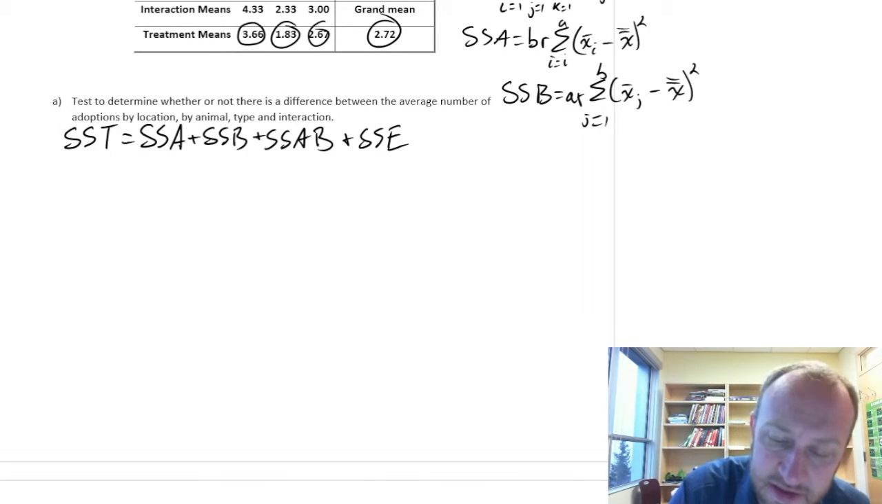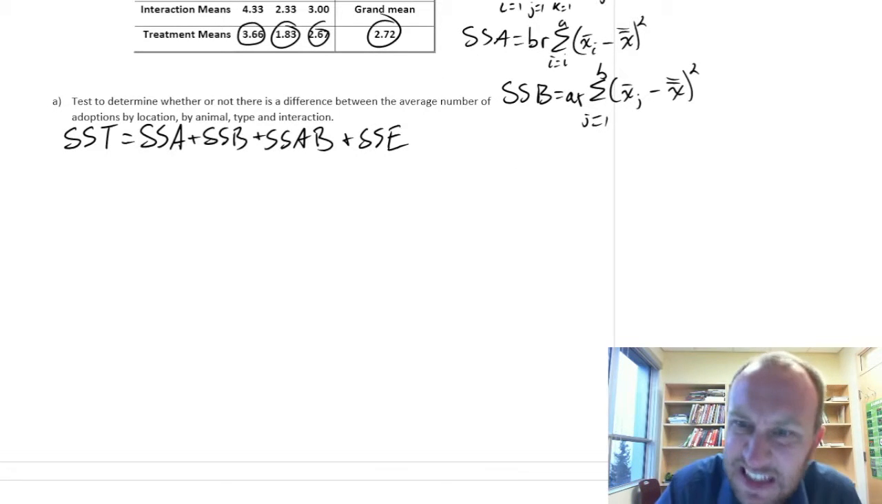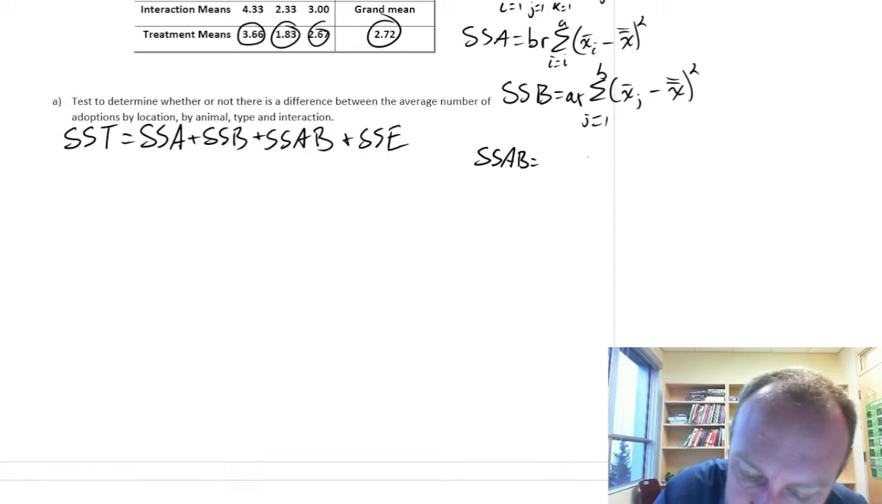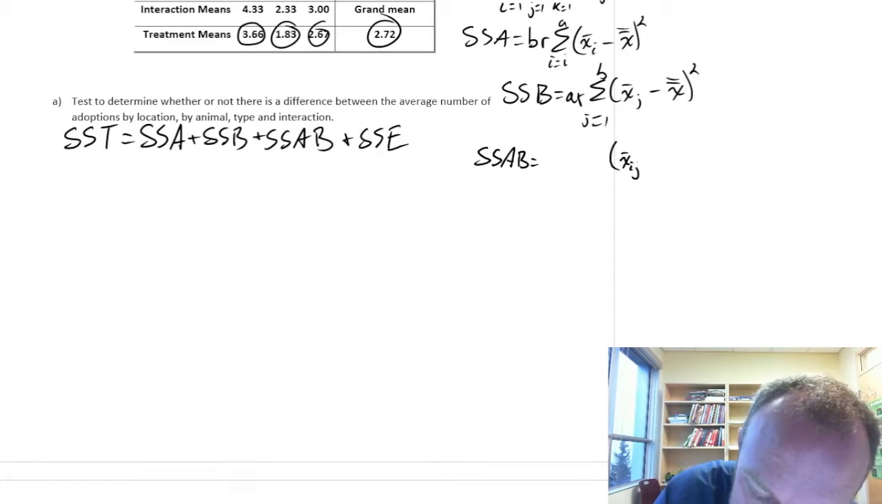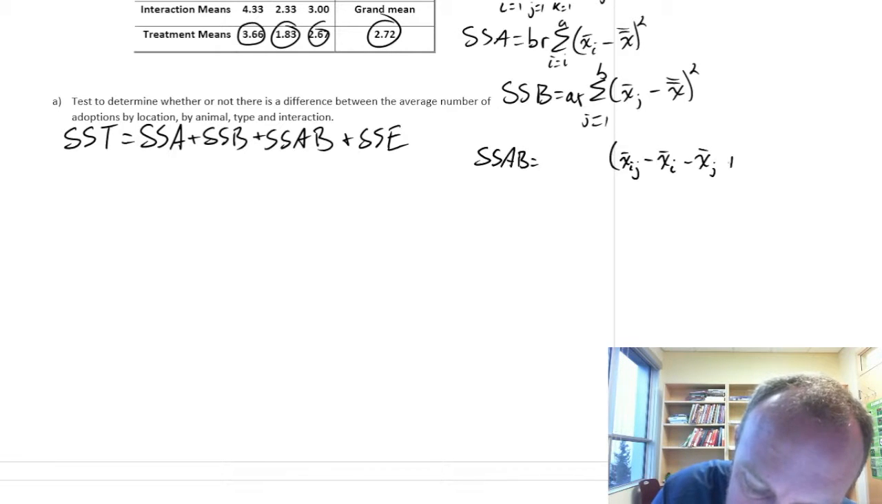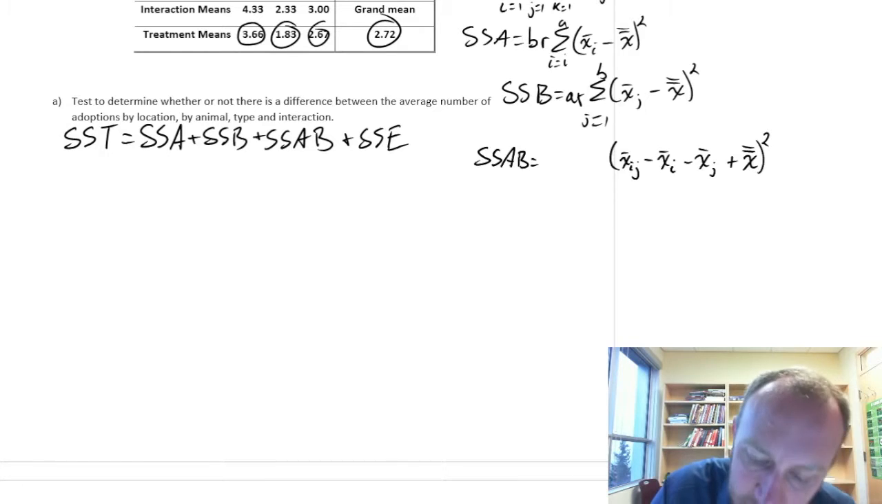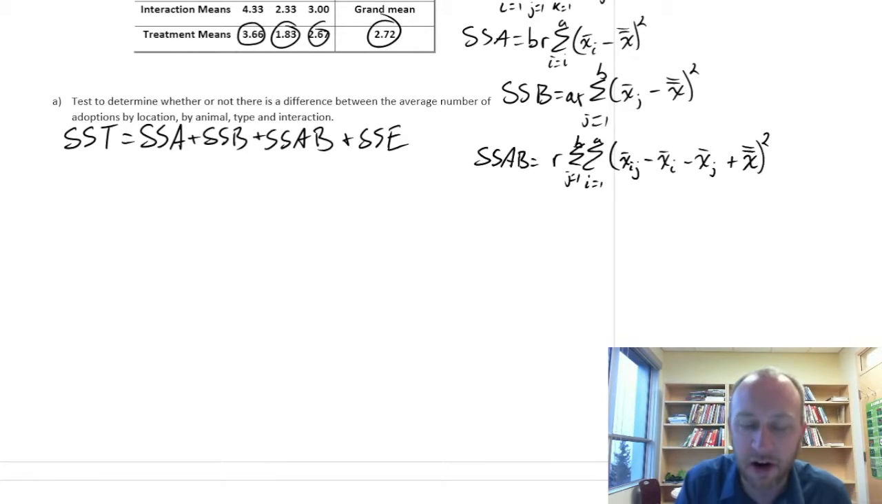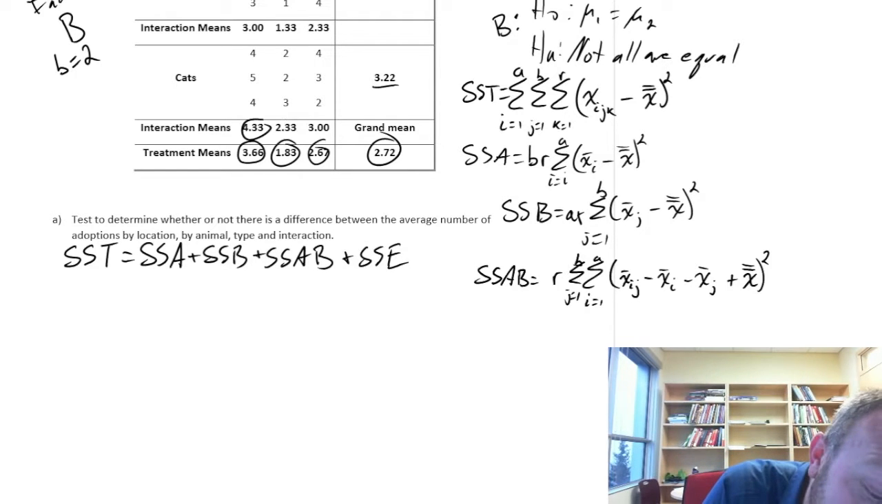The next one, this is the one that my students like the least, I think. SSAB. Now this one here, we have our interaction mean, so this is IJ, minus the treatment mean in factor A, minus the mean in factor B, plus the grand mean, all squared. And this has a double summation. I equals 1 through A, J equals 1 through B, and we multiply it by R.